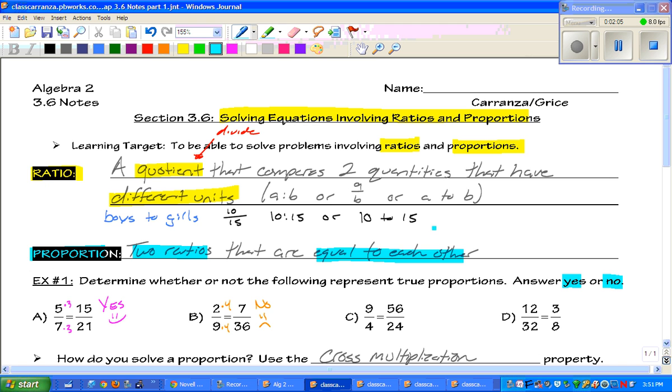9 times what gives you 56? I don't know, but what about 4 to 24? Well, I know that's 6. 9 times 6, well, that's 54, so this is no. Okay, now this one we got to go backwards because it's getting smaller. 12 divided by what gives you 3? And that's 4. 32 divided by 4, is that 8? Yes.